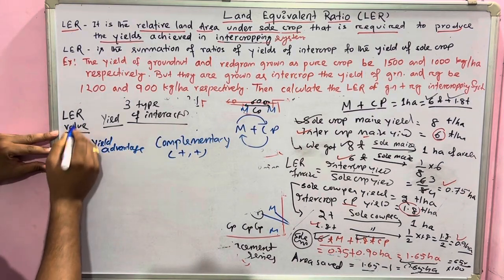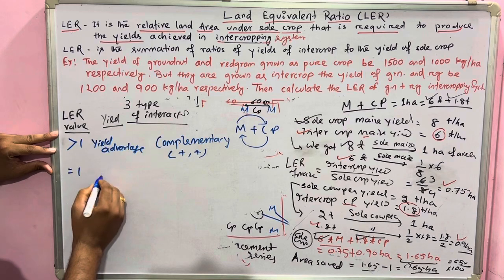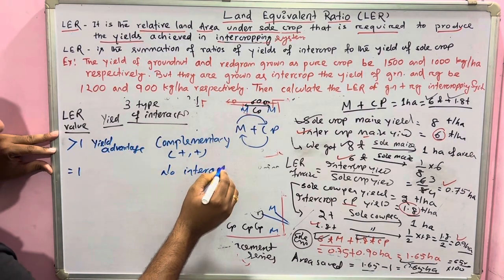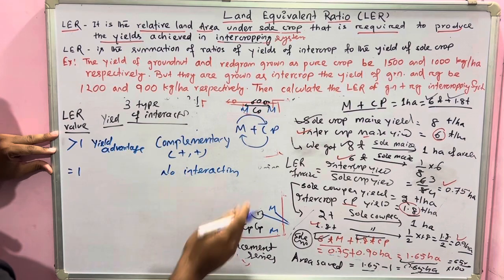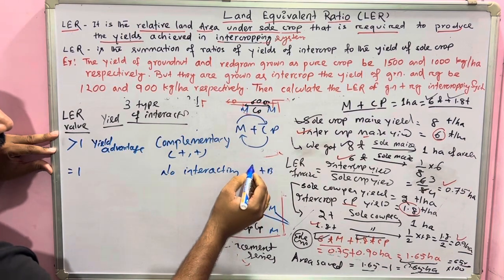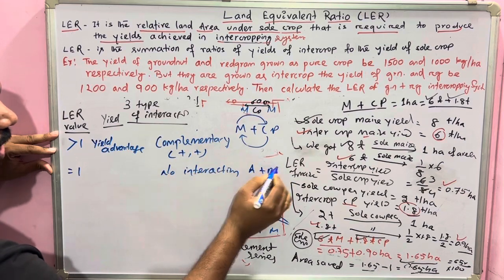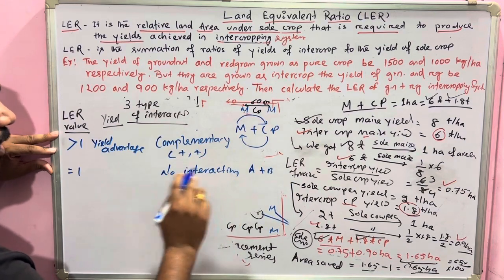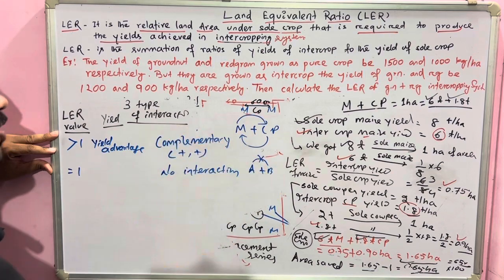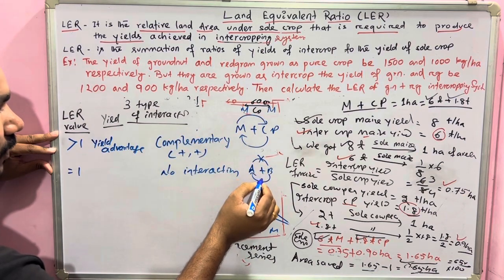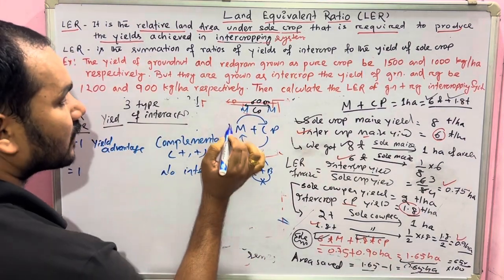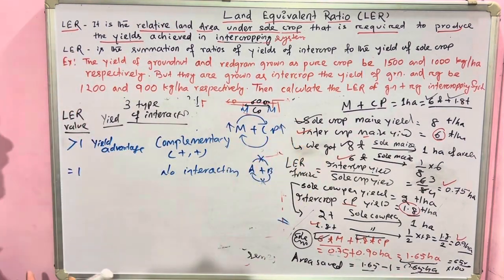If the LER value is equal to 1, that means there will be no interaction. No interaction means that for component A crop plus B crop, there is no effect, or zero interaction. There is no effect of A over B, and no effect of B over A. There is zero interaction. In the complementary case, both crop yields increase.